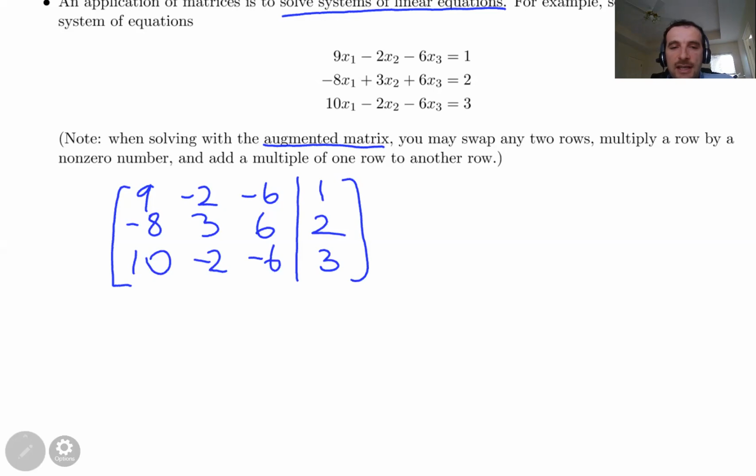But how can I solve? I'm going to show you an example in the next video. But in general, whenever you have an augmented matrix, you are allowed to swap any 2 rows, multiply a row by a non-zero number, and add a multiple of 1 row to another row, okay? In general, you are trying to reduce the left-hand side to the identity matrix. Whatever you have on the right-hand side will be your answers, okay? So let me stop here for this video. In the next video, I'm going to do some examples. Let me stop sharing and recording. All right, see you in the next video.